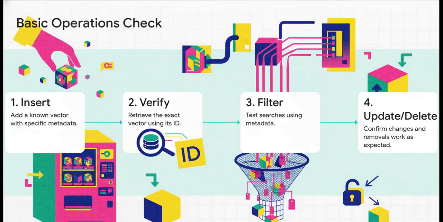And here's exactly how you check that vending machine. First, you insert something specific, a piece of data you know. Then you verify you can get that exact piece back using its ID. Next, you test the filters. If you ask for everything with a certain tag, do you get the right stuff? And finally, you confirm that updates and deletions work just like they should. These are the basics, I know, but they are absolutely essential.